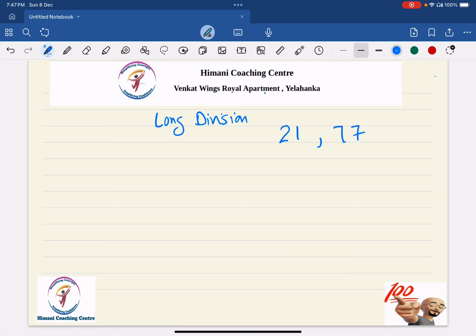So in this case, we take the bigger number, which is 77, and we divide it by 21. If you want to learn division by two-digit numbers, the link is provided in the description. Now, 2 threes are 6 and 2 fours are 8, so we will try with 3, so 63. We get 3 here, we get 63 here. Then we subtract: 7 minus 3 is 4, 7 minus 6 is 1.